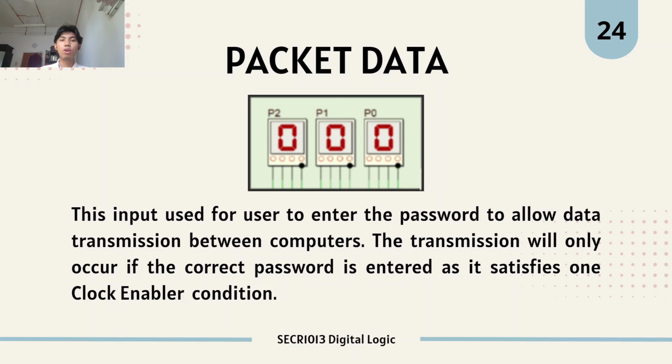This input is used for the user to enter the password to allow data transmission between computers. The transmission will only occur if the correct password is entered, as it satisfies one enabler condition. Before any data transmission can occur, the user must enter a 3-digit password. The password is 6C2, as we mentioned in the circuit. P0 represents the least significant digit and P2 represents the most significant digit. This password is verified using 3 4-bit decoders.